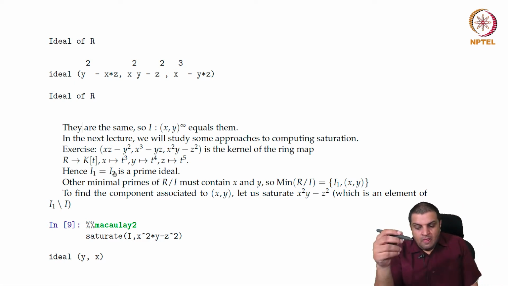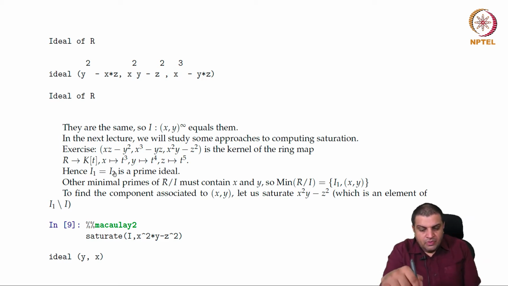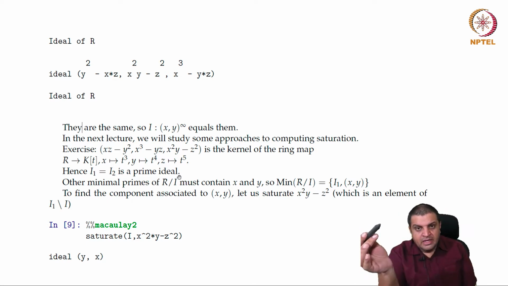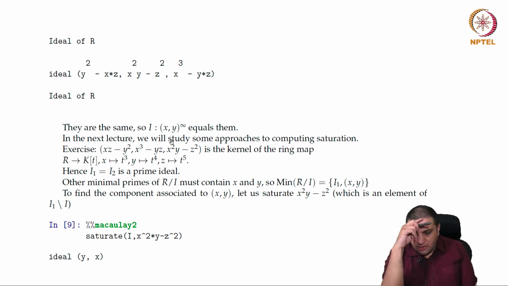Okay. So what have we concluded so far? We have concluded that here is a prime ideal. As soon as you saturate with respect to x, we get this prime ideal, or as soon as you saturate with respect to y, we get this prime ideal, which means any other minimal prime, which is not this I1 equal to I2, must contain x and y. But notice that (x, y) itself is a prime ideal containing this ideal. So there are only two minimal primes, I1 and (x, y).